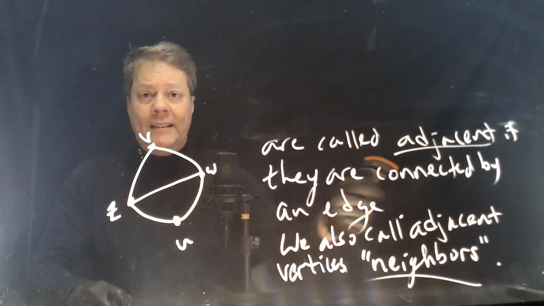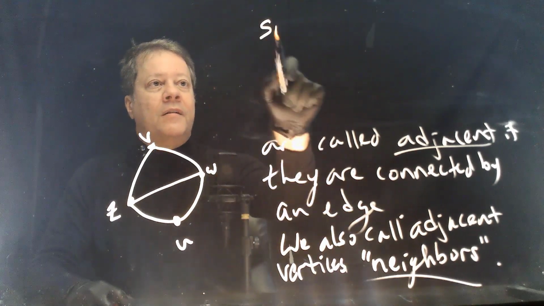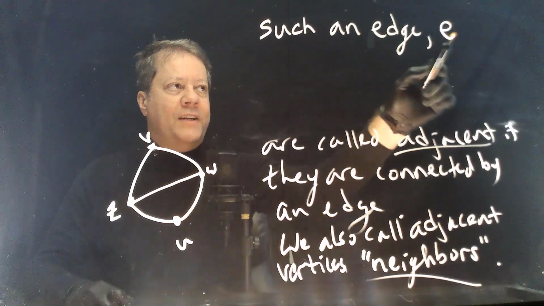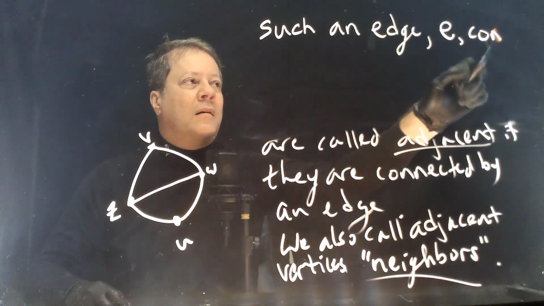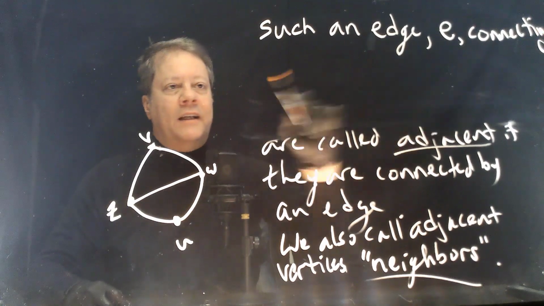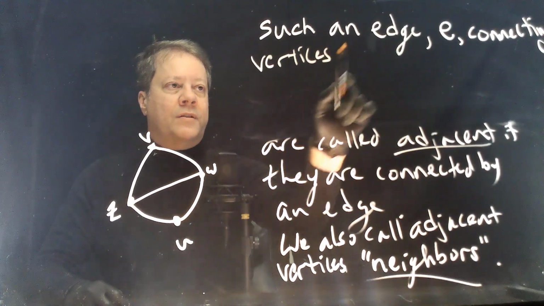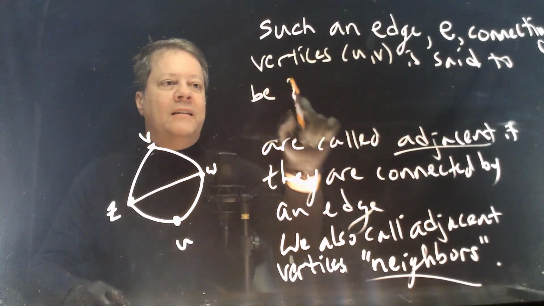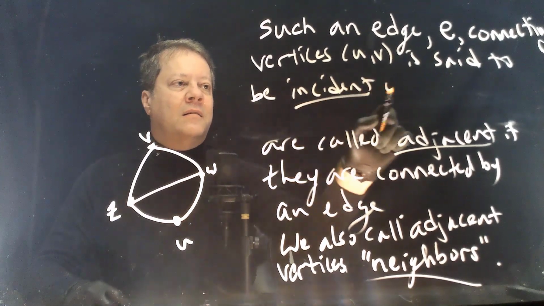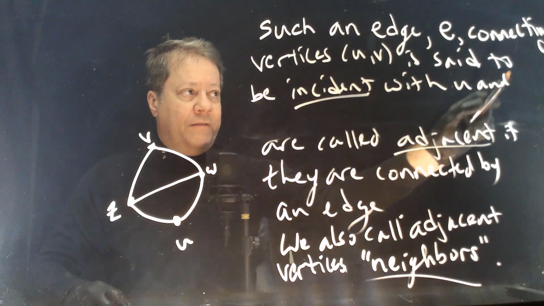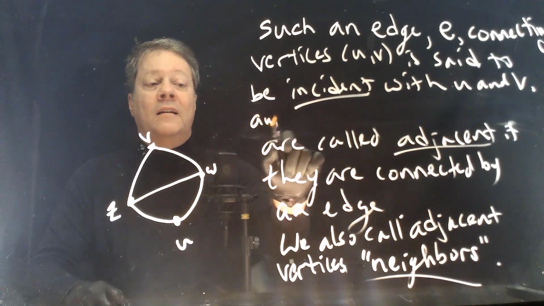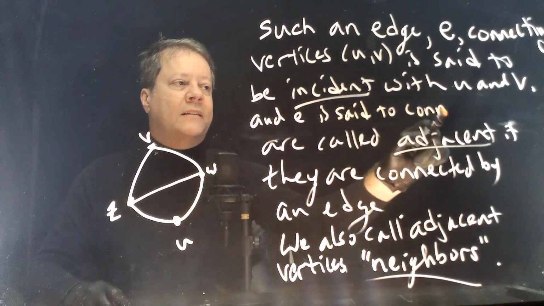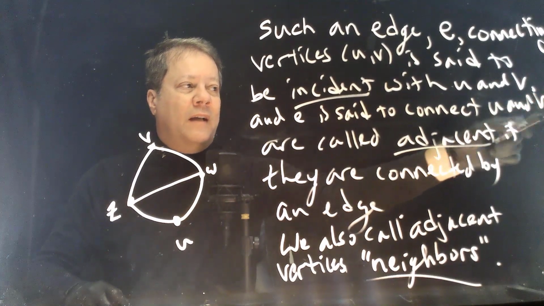Such an edge, we'll call the edge E, connecting vertices U and V, is said to be incident with U and V. And E, the edge, is said to connect U and V, as we've just indicated.